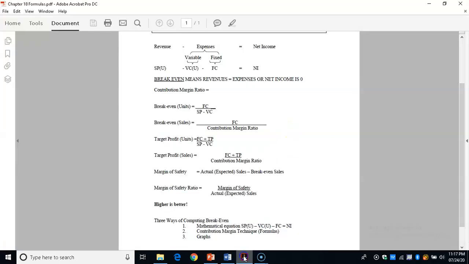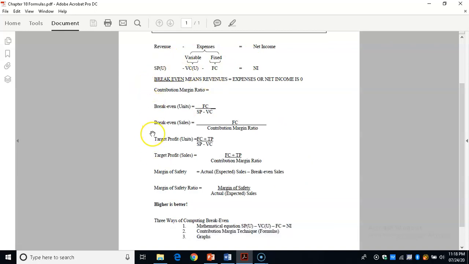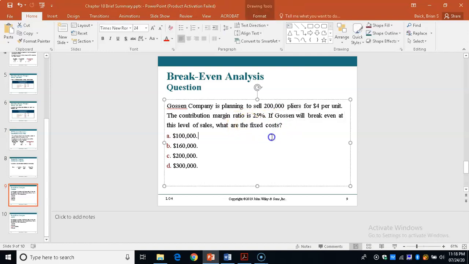So we can use the formulas here. One of these formulas will always work, and sometimes more than one formula will work. If more than one formula is going to work, it's always going to be the top formula and then maybe one of the other ones down here. So here we need to look for clues. It's saying that if Gosselin will break even at this level of sales, so if they sell 200,000 pliers at $4, that's the break-even level of sales. It's saying what are the fixed costs.